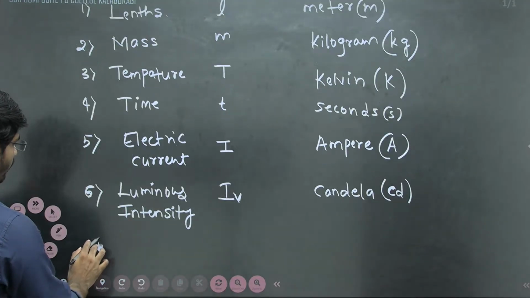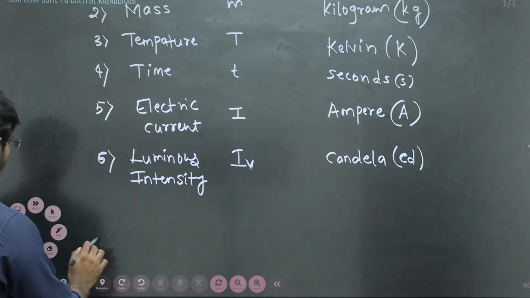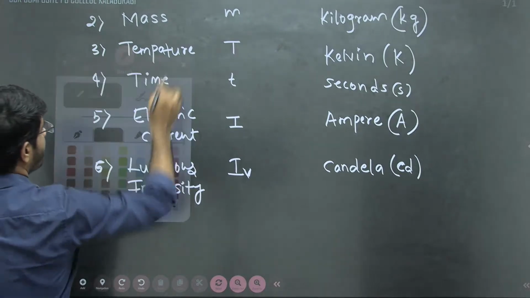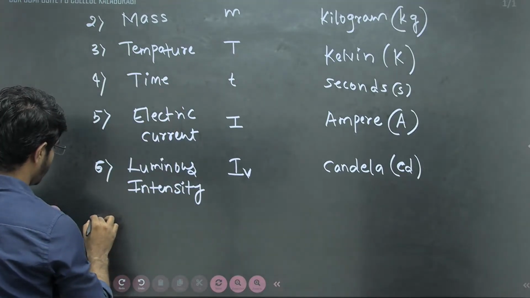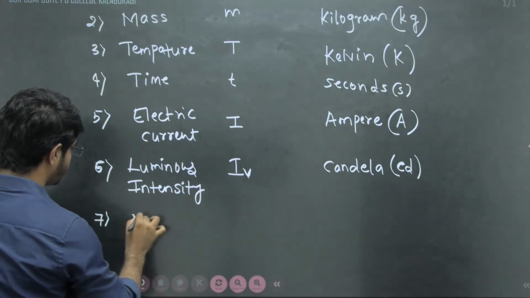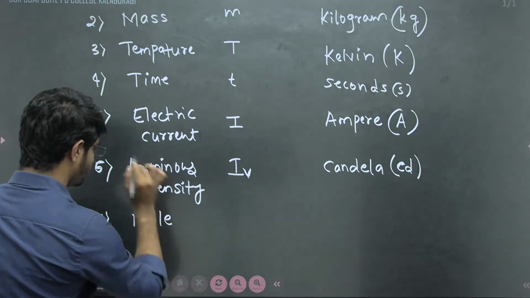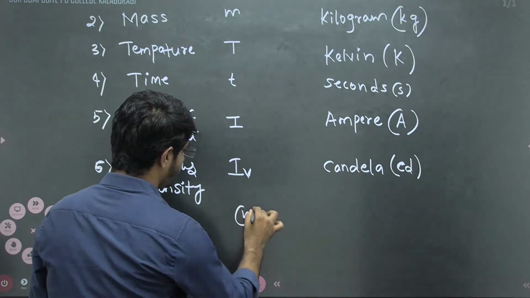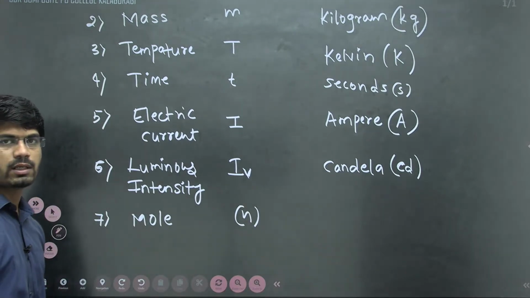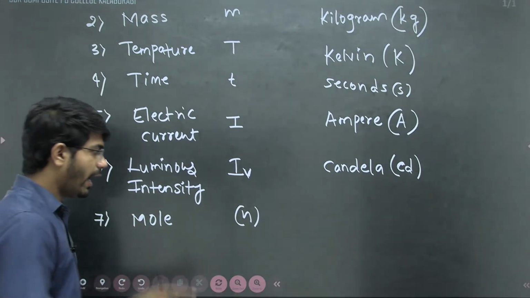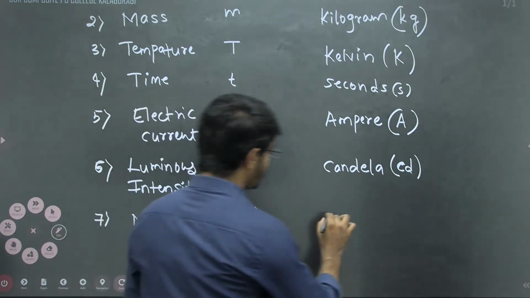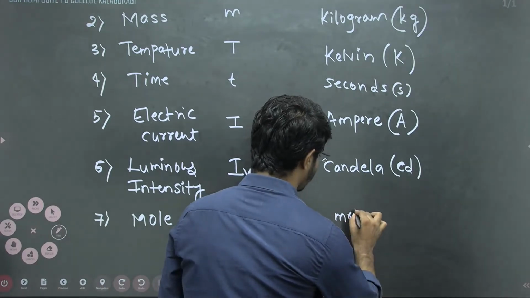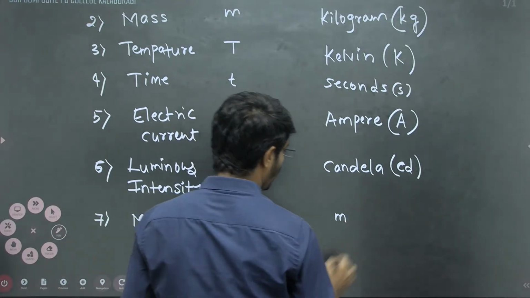So last one, very important. It is very important for this chapter, in fact for all the other chapters of our chemistry. That is mole, which is written as small n. The symbol for mole is small n. And the SI unit for mole is, remember, mol.